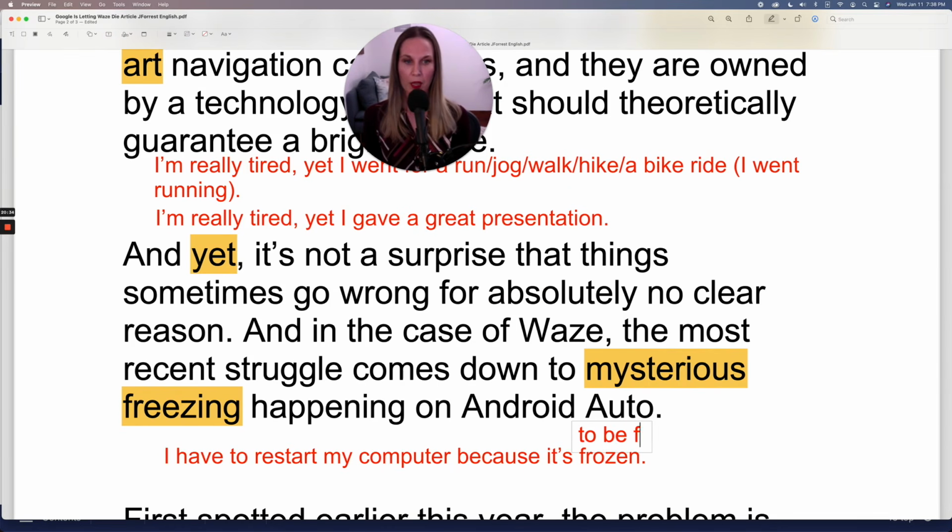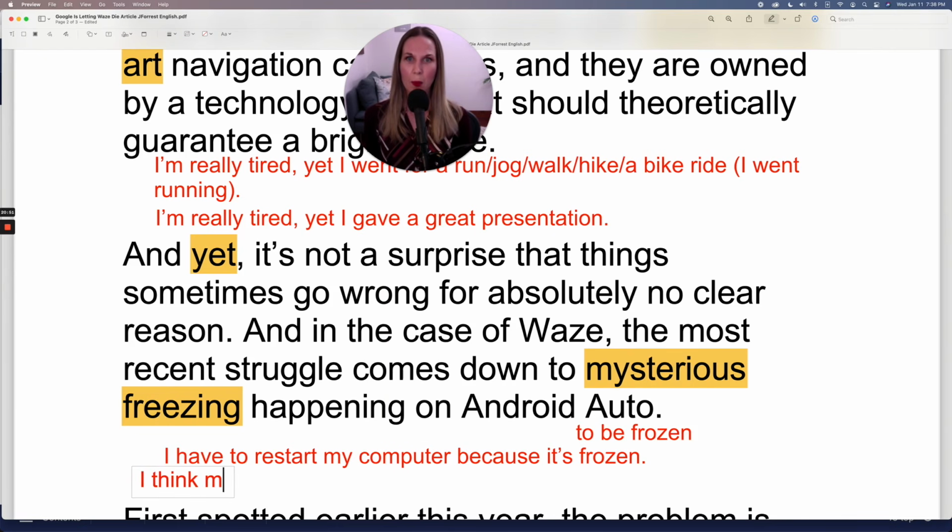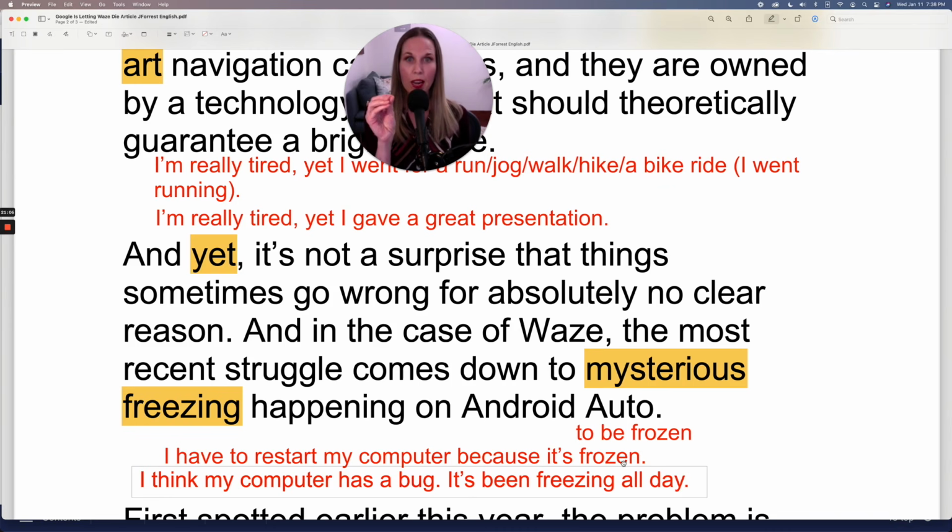To be frozen. You can use this with your computer, your cell phone, even your television. If you're watching a movie, it could just freeze, for example. Now, you might say also, I think my computer has a bug. It's been freezing all day. So you're using the computer and then all of a sudden it freezes, it's frozen, and then you restart it and then it does it again. That could be your bug.